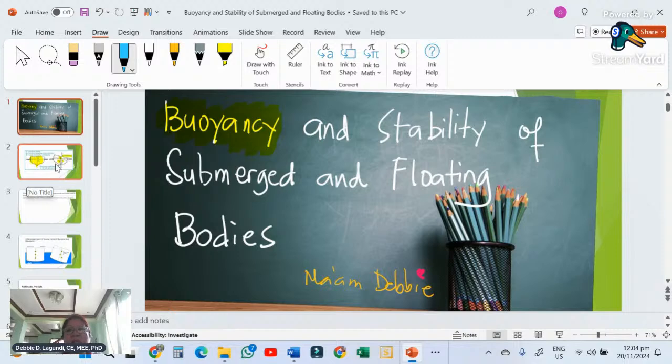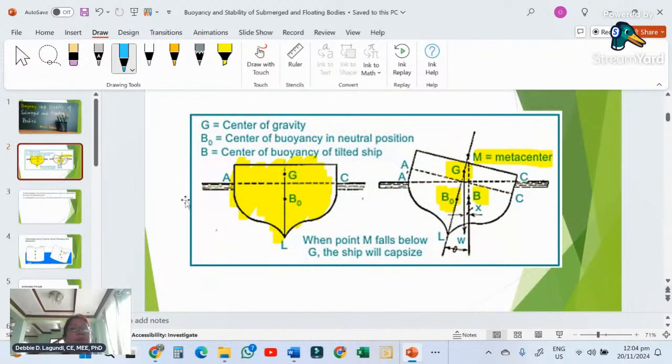All right, so as I've said a while ago, buoyancy is all about bodies that are going to be submerged and float. The stability of some bodies that are floating will be the second part. The first part we're going to do will be just the buoyancy. All right, thank you.